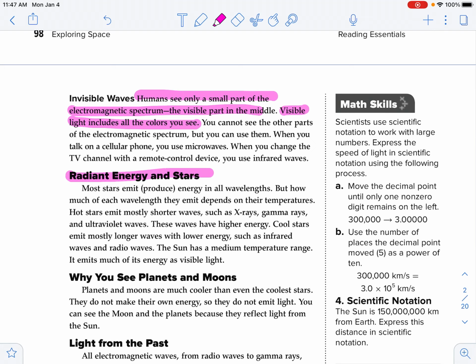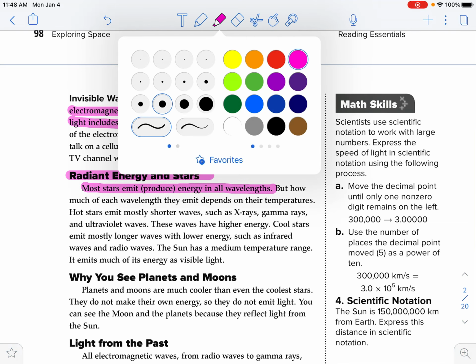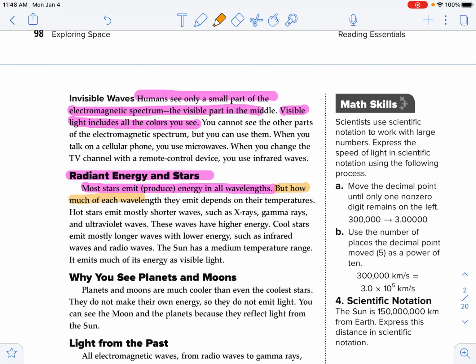Okay, radiant energy and stars. Most stars emit or produce energy in all wavelengths, but how much of each wavelength they emit depends on their temperature. All right, so let's go ahead and change our color and let's highlight that. How much of that wavelength they emit depends on their temperatures. Hot stars emit mostly short wavelengths, such as X-ray, gamma, and ultraviolet. These waves have higher energy. Cool, so let's go ahead and change that. Cool stars emit longer waves with lower energy, such as infrared and radio.